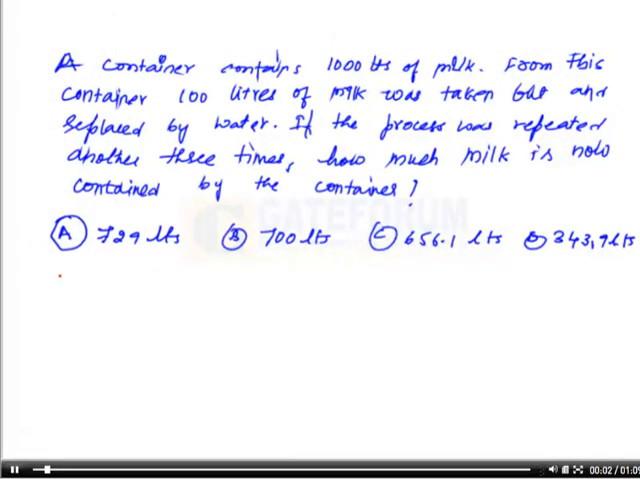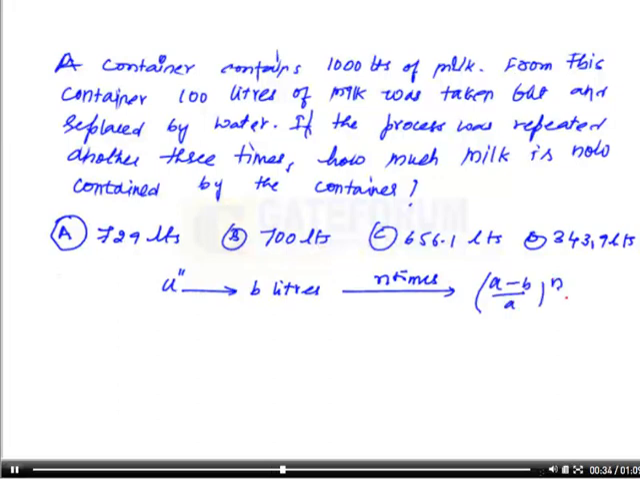A container contains 1000 liters of milk. From this container, 100 liters of milk was taken and replaced by water. If the process was repeated another 3 times, how much milk is now contained by the container? Now, let us consider a formula. If there is some liquid, let us say A liters, of which B liters are taken every time, and this process is repeated n times, then the volume of the liquid present in the container will be A minus B by A whole power n into A.